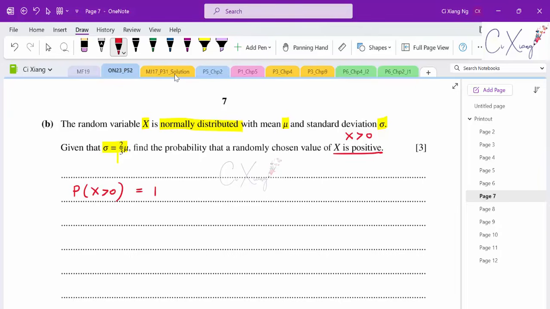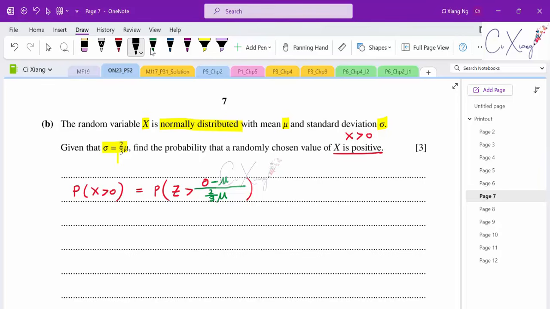Again, this is a normal distribution question, right? You see the keyword normal, right? So you have to standardize it to become Z. Again, what's the process of standardization? You have to take 0, then minus the mean. You don't know it, so you just put minus the mean, divided by the standard deviation. Now you are given that the standard deviation is 2 over 3 mu. So you have to put 2 over 3 mu here, which is the standard deviation.